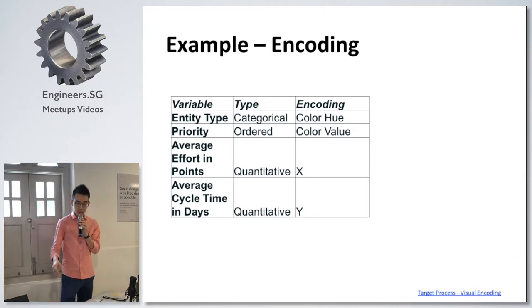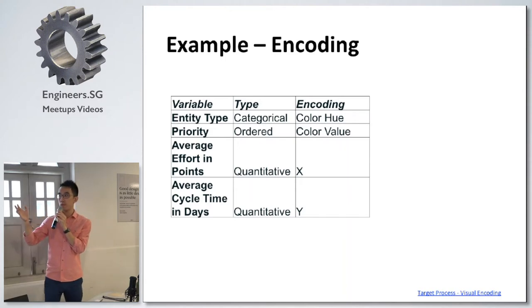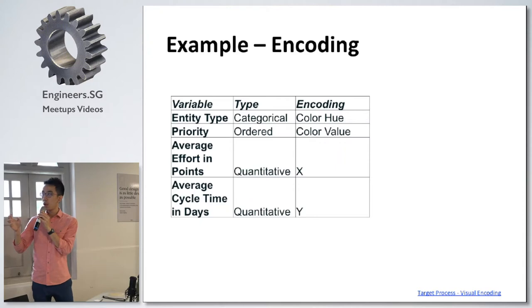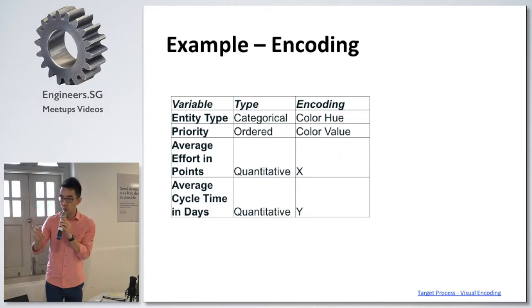Based on what I described just now, I guess you can tell that entity type is categorical and priority is ordered. The average effort and the average cycle time are both quantitative. And the next example will show you how this data is represented on the chart.